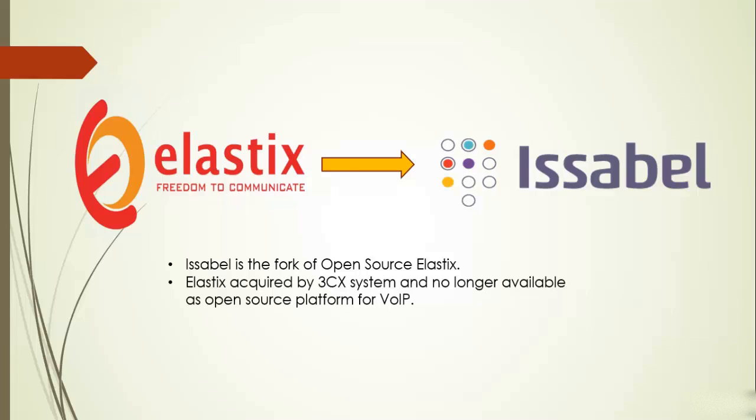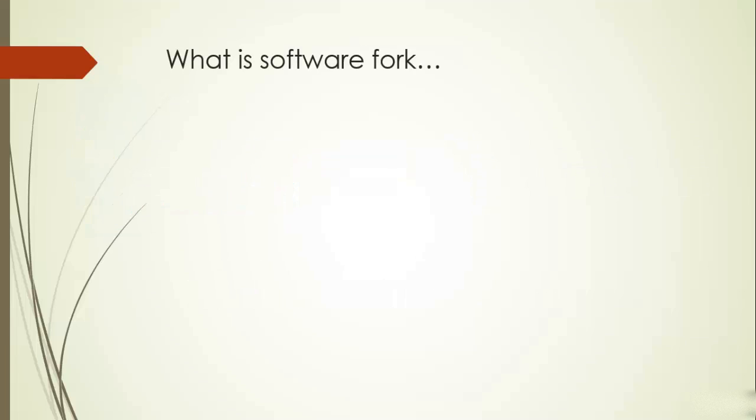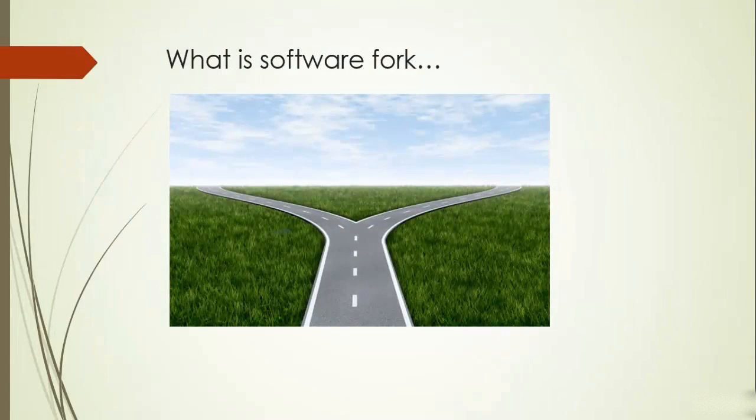So what is actually a software fork? Let me try to help you understand software forking. In software engineering, a project fork happens when developers take a copy of source code from one software package and start independent development on it, creating a distinct and separate piece of software. This is the same as what has been done with Elastix. Elastix was acquired by 3CX, a proprietary phone system, and then a team of open source enthusiasts created the fork from the existing Elastix and named it Issabel, an open source IP telephony platform.